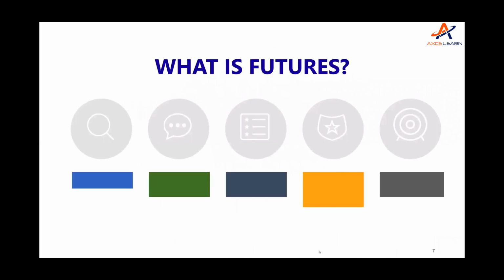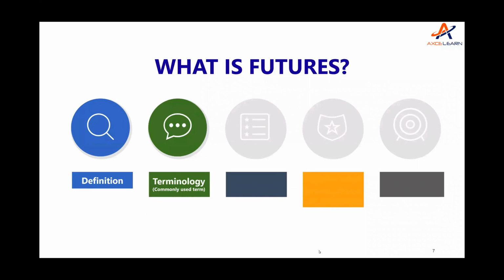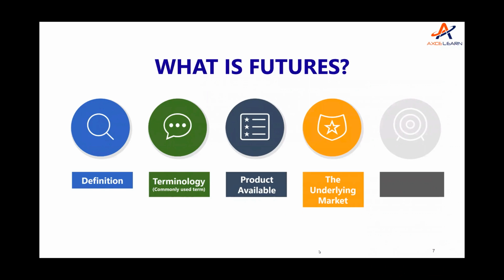Now, start with session 1. What is this FKLI? We need to do some recap about session 1, the previous webinar. Now, what is futures exactly? You need to understand it from 5 areas. First is your definition. Second is the terminologies, meaning those commonly used terms in the industry. The third section will be products available in futures. Fourth will be the underlying market. And the last part will be contract specification.